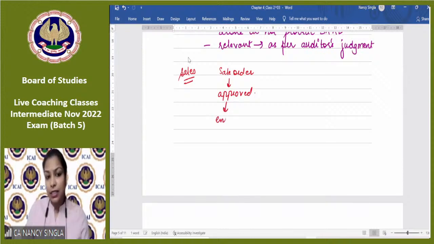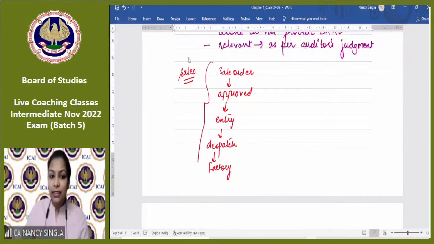Then entry will be passed in the system, followed by, let's say, dispatch of goods, whereby at the factory gate certain entries in the registers will be made. Okay? Now, what is this? Internal control implemented by whom? By the client, by the management of the client entity.